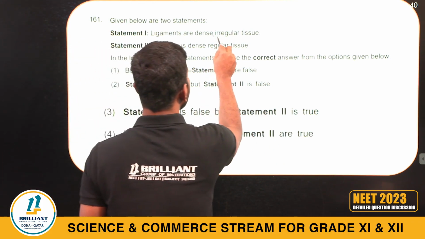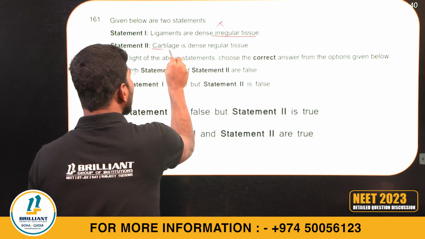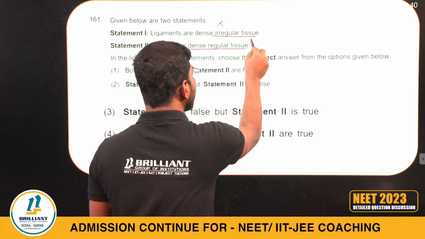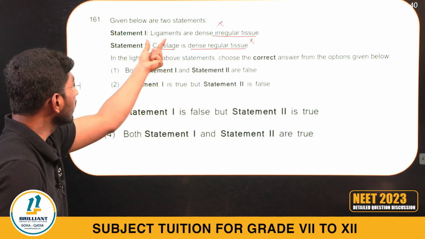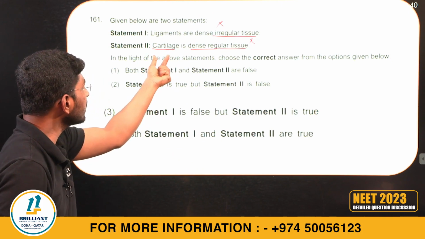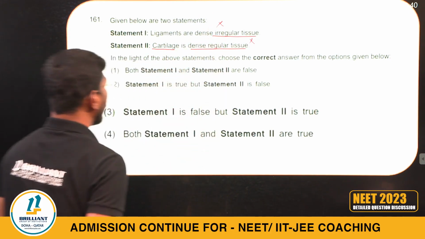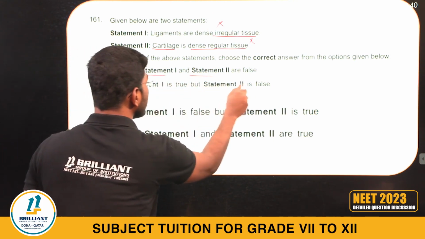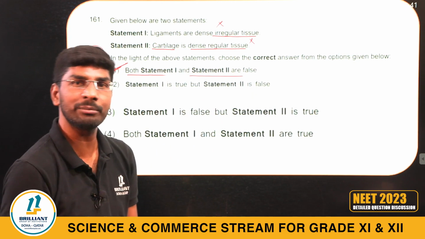Statement 1: ligaments are dense, irregular connective tissue. This is wrong. Statement 2: cartilage is dense, regular connective tissue. This is also wrong. Ligaments are dense, regular. So the answer is that both statements are false. Structural Organization in Animals chapter.